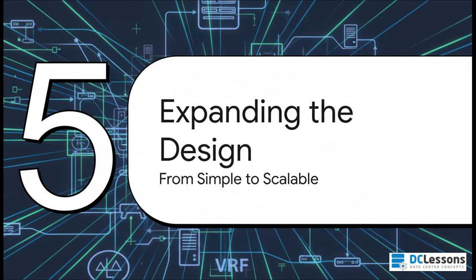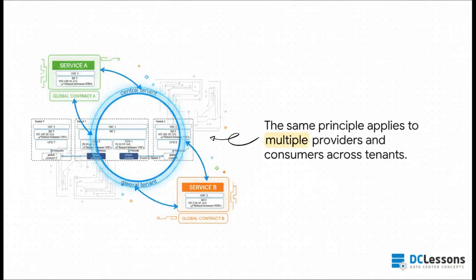but the real beauty of this ACI design is how incredibly scalable it is. So let's see how this simple building block can be used in a much more complex, real-world kind of scenario. Just take a look at this. We've got a central common tenant that's providing two completely different shared services. Each one has its own global contract. Over here, tenant Y is consuming one service, and over there, tenant Z is consuming the other.